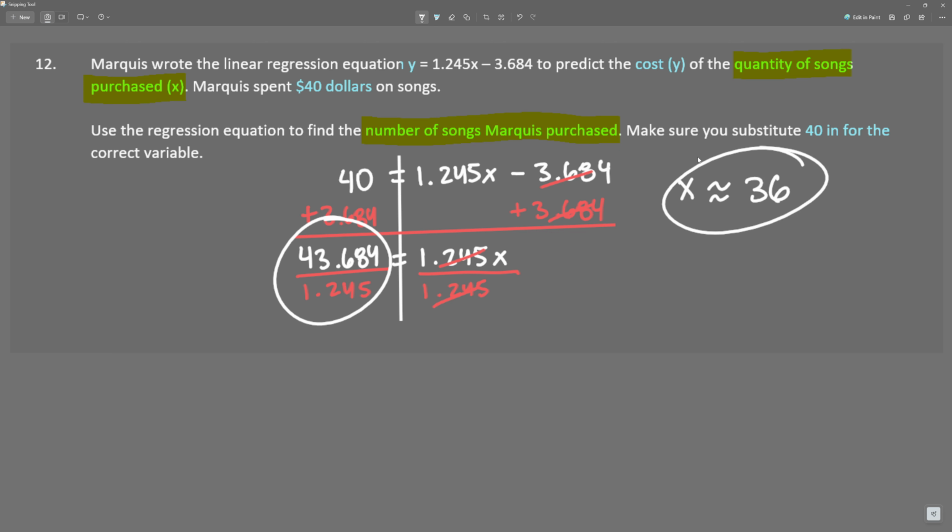Because we're using math to communicate and understand the world better, it's always good to connect this with literacy. So make sure you write the sentence down. When Marquise bought 36 songs, he spent $40. Or when Marquise spent $40, he bought about 36 songs, is what you would say. So nothing too bad.